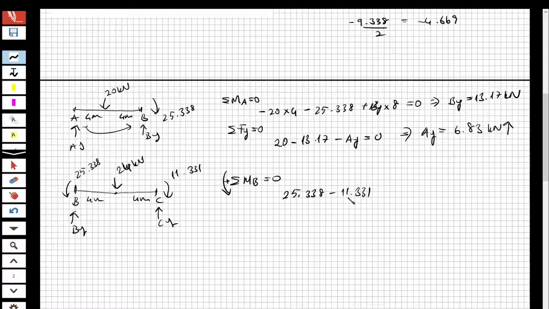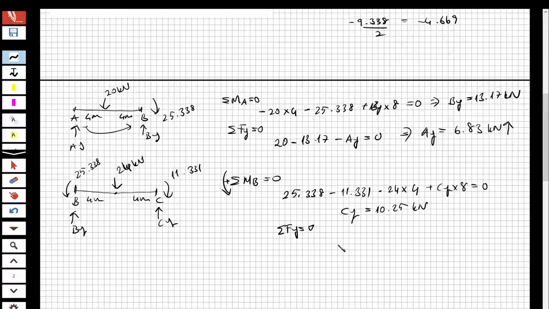Okay, so from B to C, it's going to be minus 24 multiplied by 4, and plus CY multiplied by 8 is equal to 0. And from here, I'm going to obtain CY as 10.25. Sorry, 25. It's going to be written better. Yeah, 25 kilonewton.